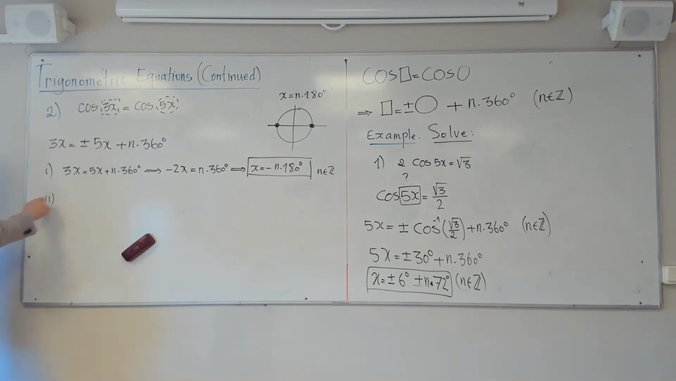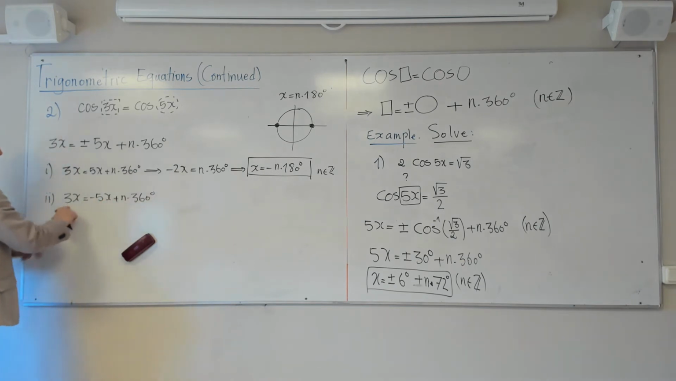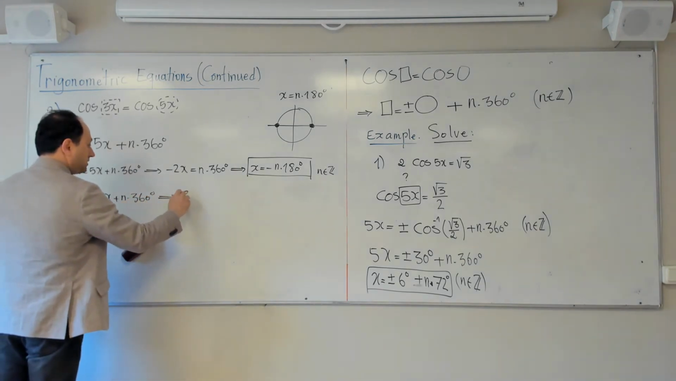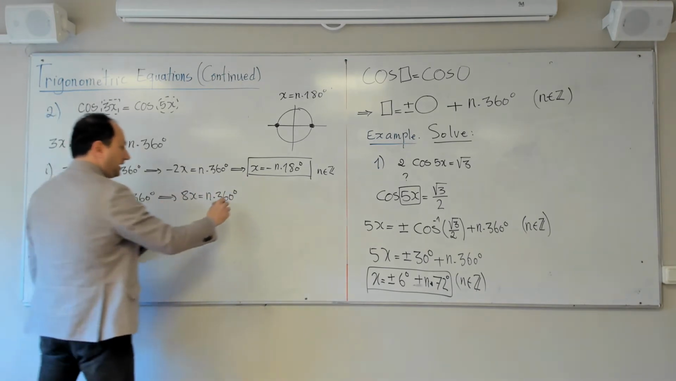So number 2, there is another scenario. I have to keep this minus sign. So it is minus 5x plus n times 360 degrees. I move this to the left, it becomes 8x equals n times 360 degrees, and then I divide by 8.